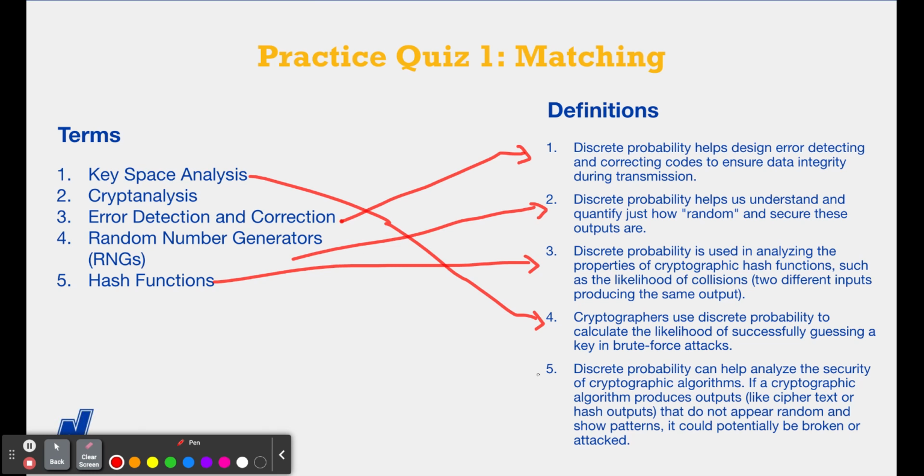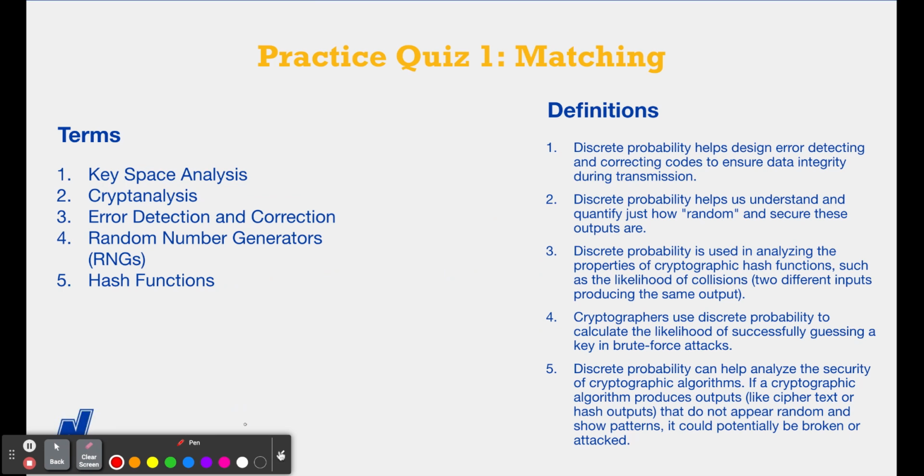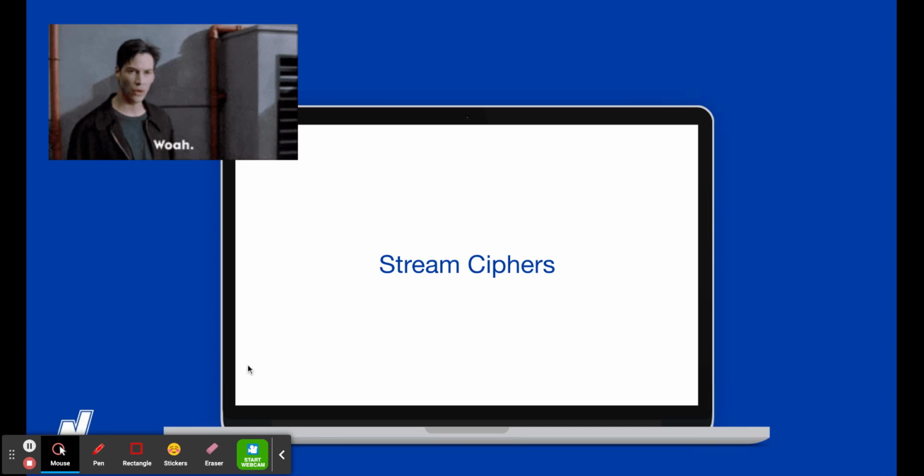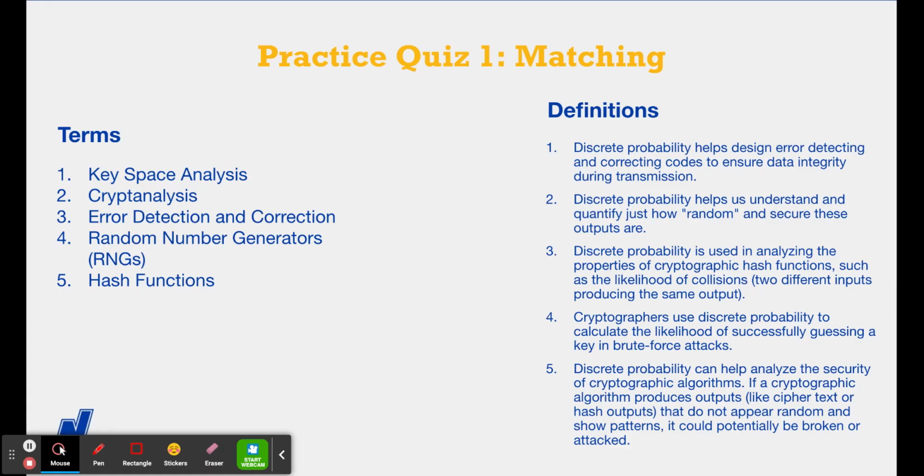And then the last one is discrete probability can help analyze the security of cryptographic algorithms. If a cryptographic algorithm produces an outcome, like a ciphertext or a hash output, that does not appear random and shows patterns, it could potentially be broken or attacked. So, what is this definition leaning towards? And the last one we have here is this one here. Okay, perfect. Let me erase all that. Next, let's go on to the next one.